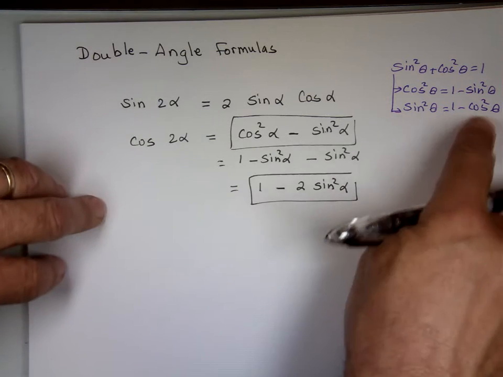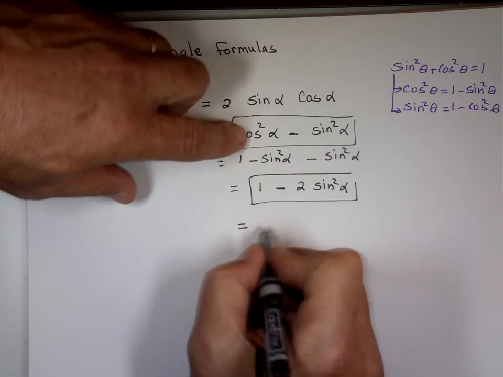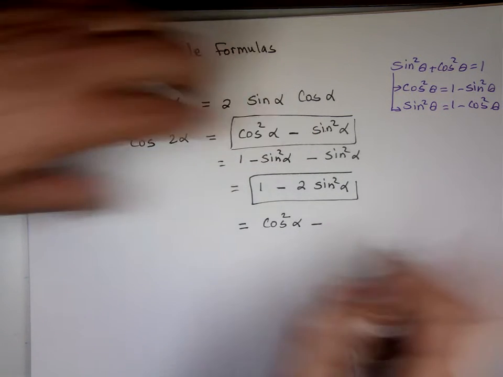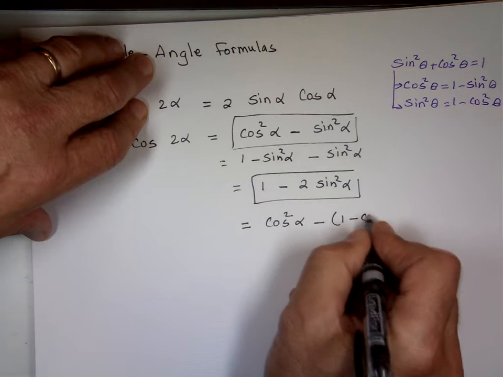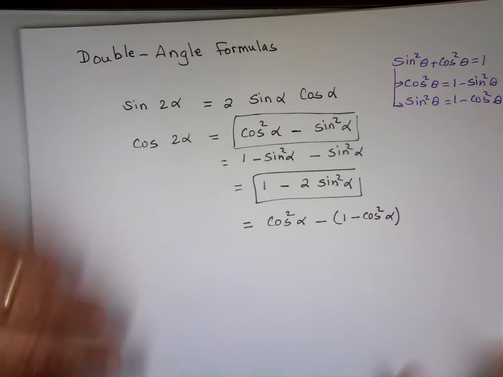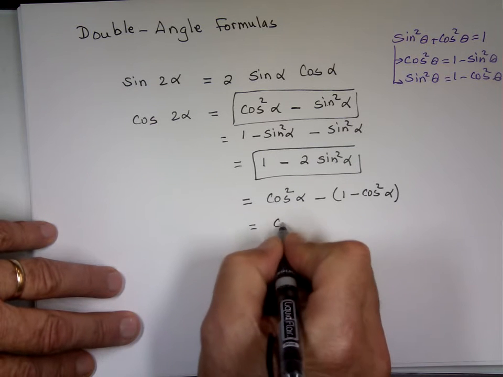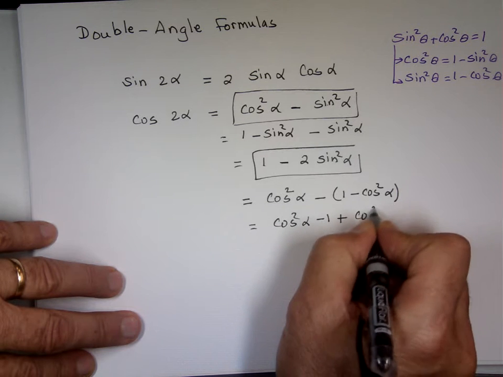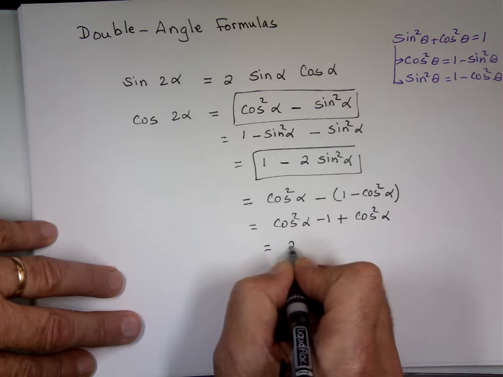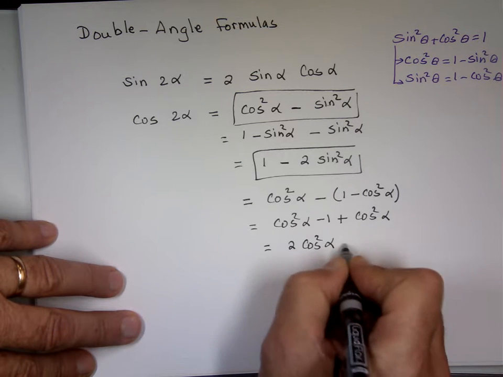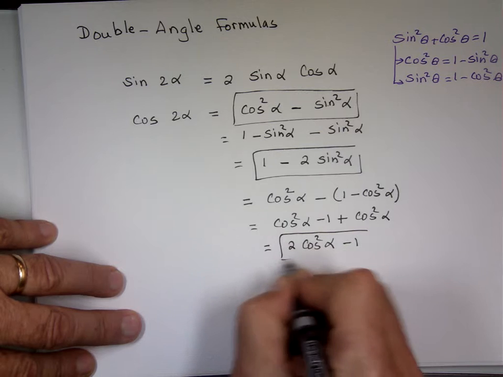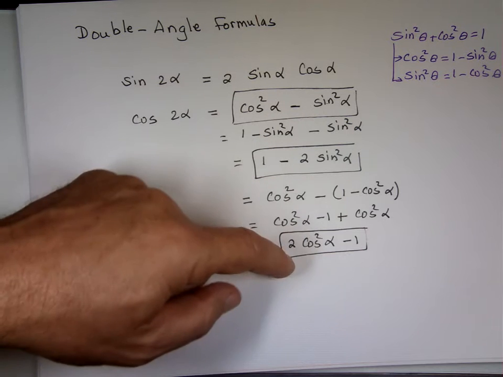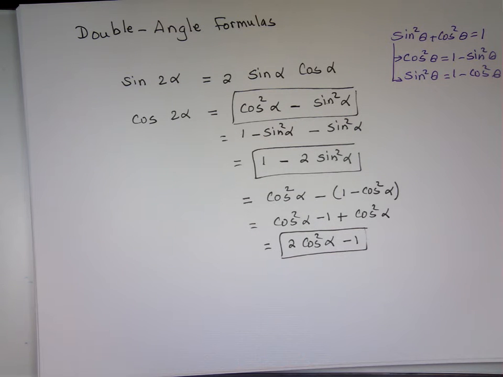If I replace the sine squared with this one, guess what you're going to have? That's where the third one comes in. It becomes cosine squared alpha minus, in place of sine squared, let's put 1 minus cosine squared alpha. So you'll have cosine squared alpha minus 1 plus cosine squared alpha, which is 2 of them. And that's where the third one came from. So when they're talking about cosine 2 alpha, they always give you this, or this, or this. But that's really nothing more than playing with the math.